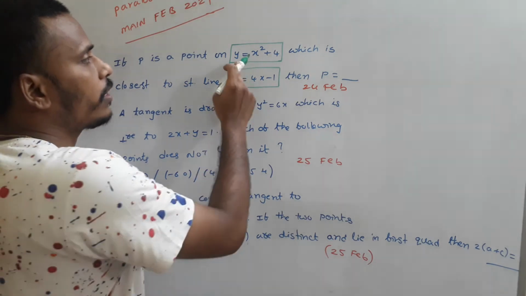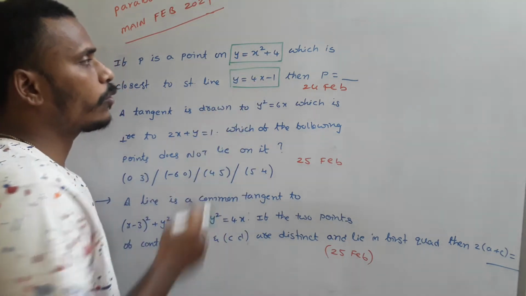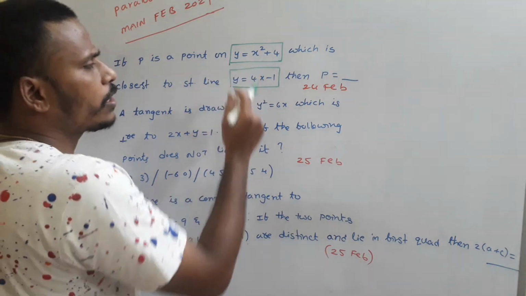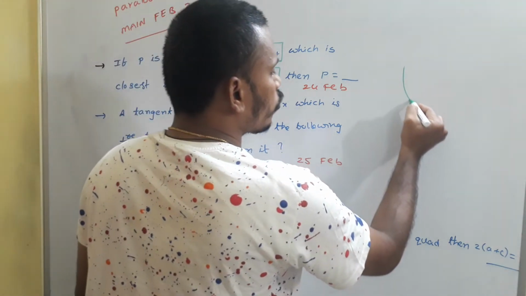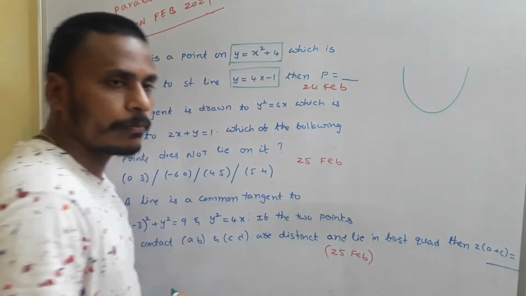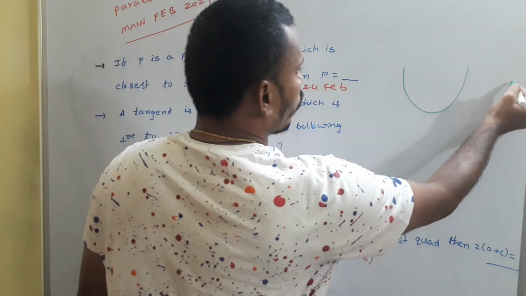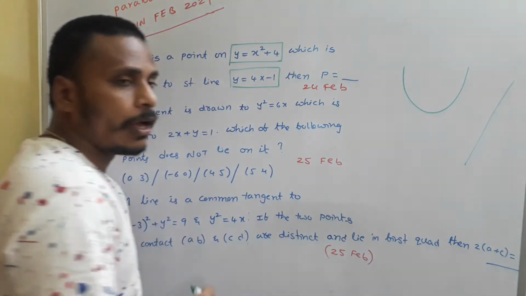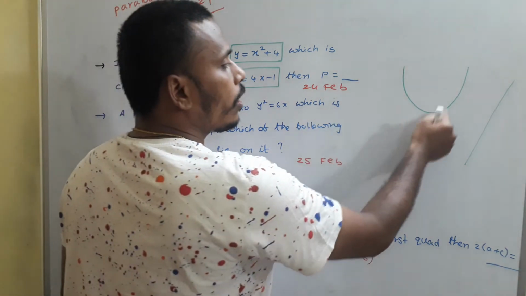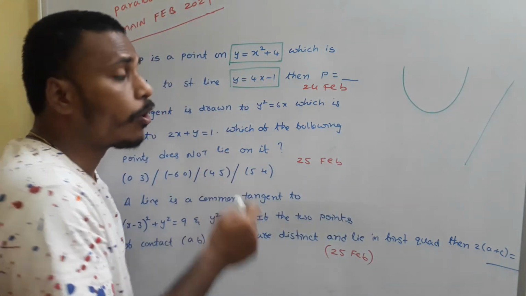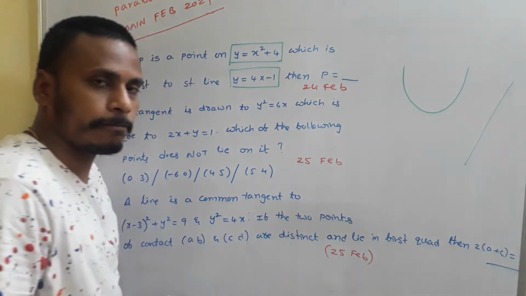See, y equals x square plus 4 and y equals 4x minus 1. y equals x square plus 4 is a parabola, usually an upward parabola. Somewhere we have y equals 4x minus 1. Now we need to identify a point on this parabola, and that point is closest to the given line.